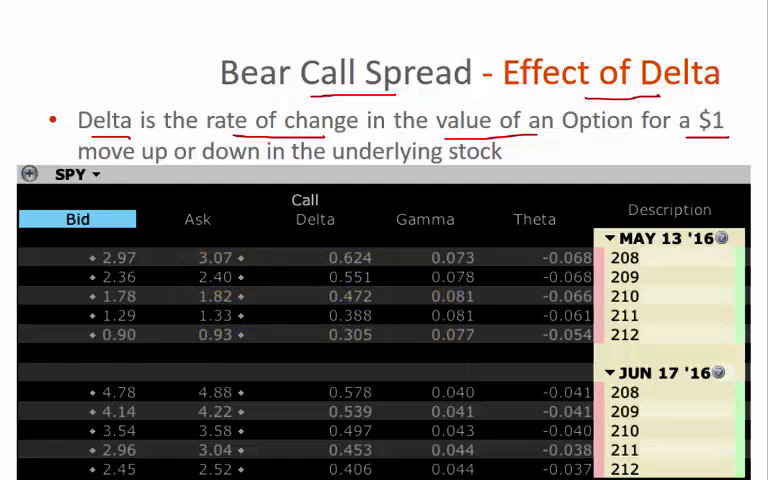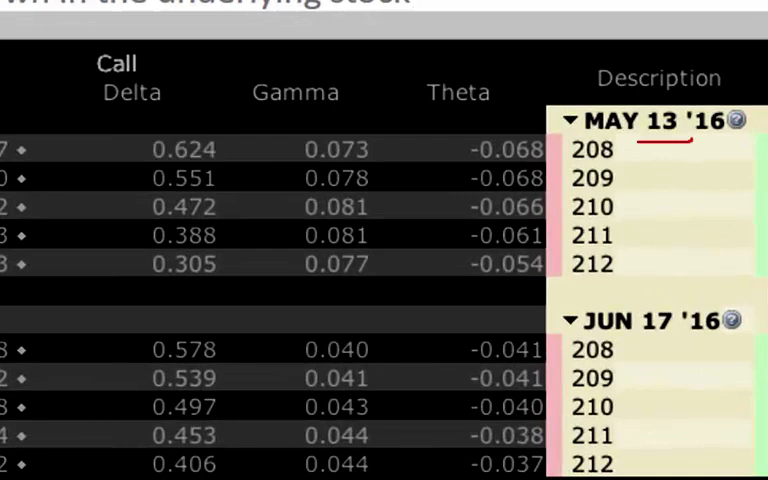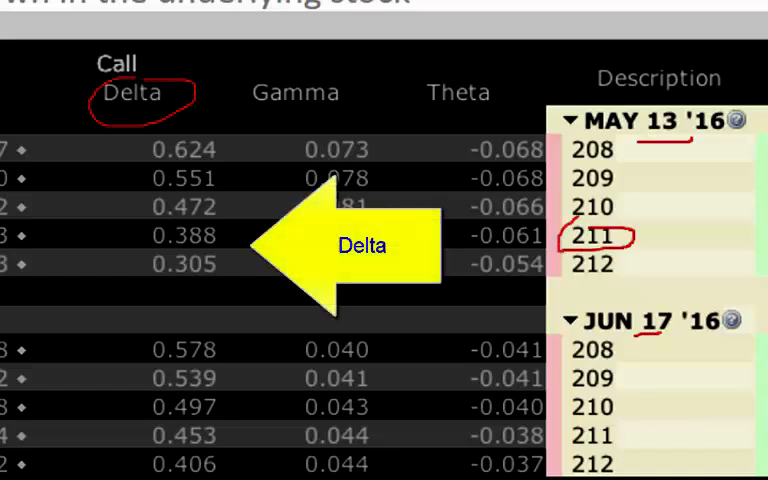the underlying share price. So below you're looking at a quote for SPY, and you can see we've brought in two expiries, May the 13th and June the 17th, and we've 5 different strike prices. So let's focus here on the 211 strike for May the 13th. And you'll see a delta value in the middle of your screen of 0.388.